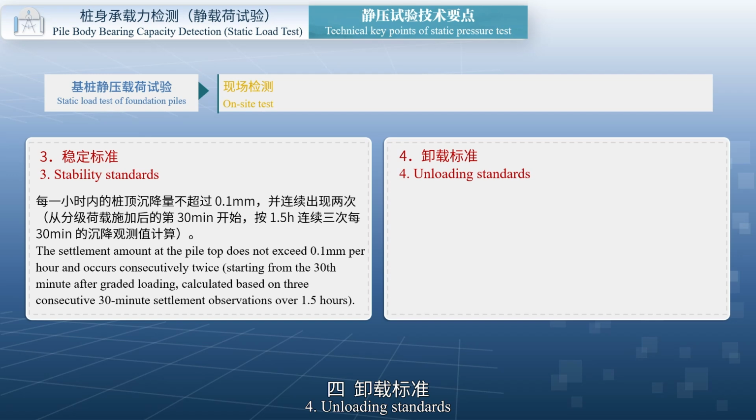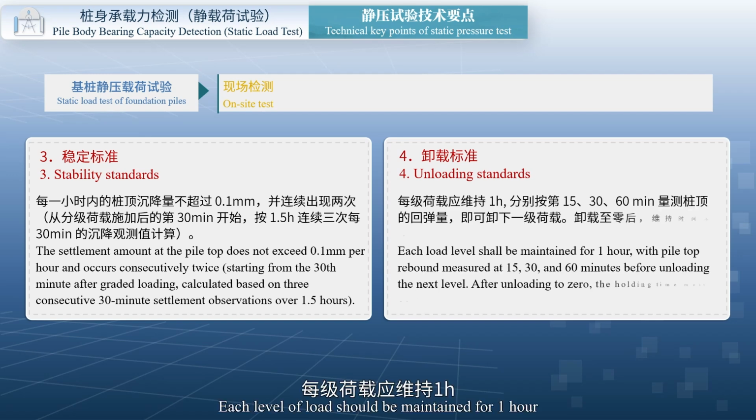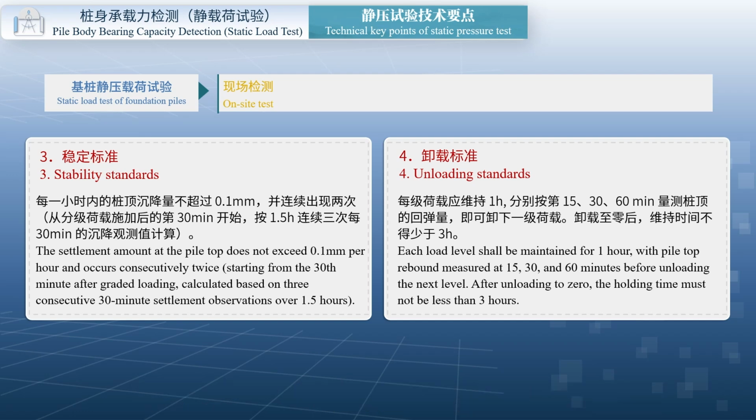Fourth, unloading standards. Each level of load should be maintained for 1 hour, with pile top rebound measured at 15, 30, and 60 minutes before unloading the next level. After unloading to 0, the maintenance time must not be less than 3 hours.